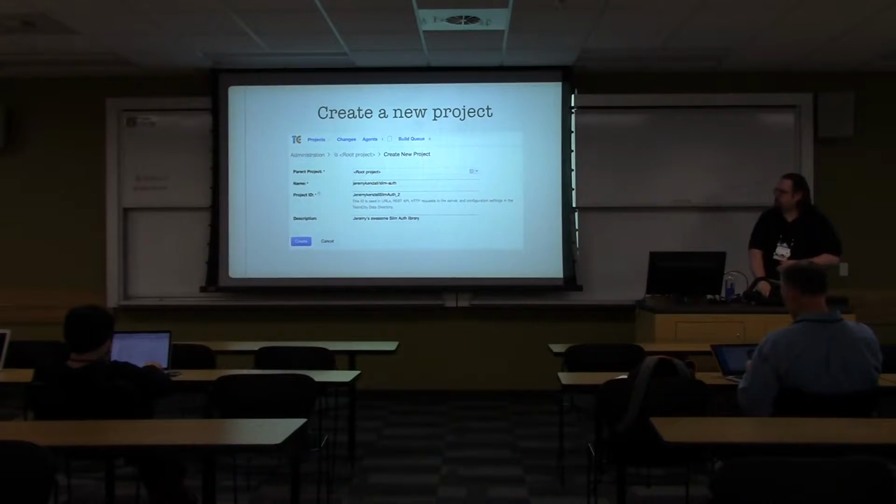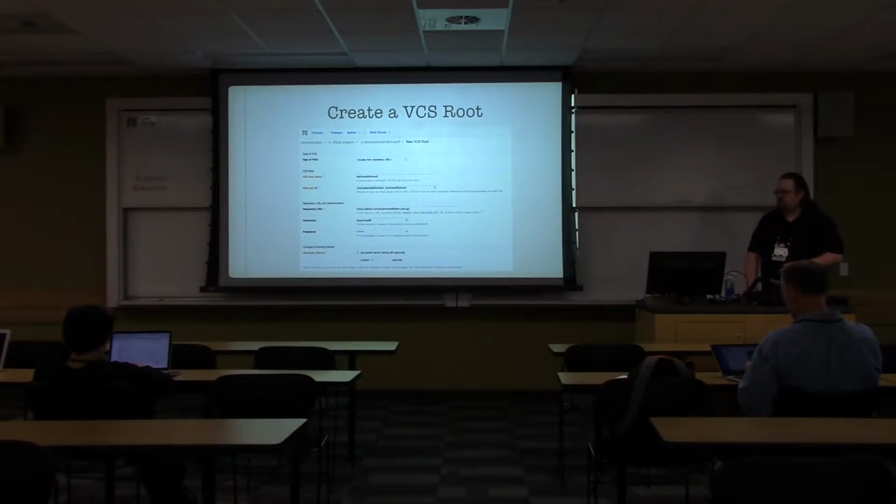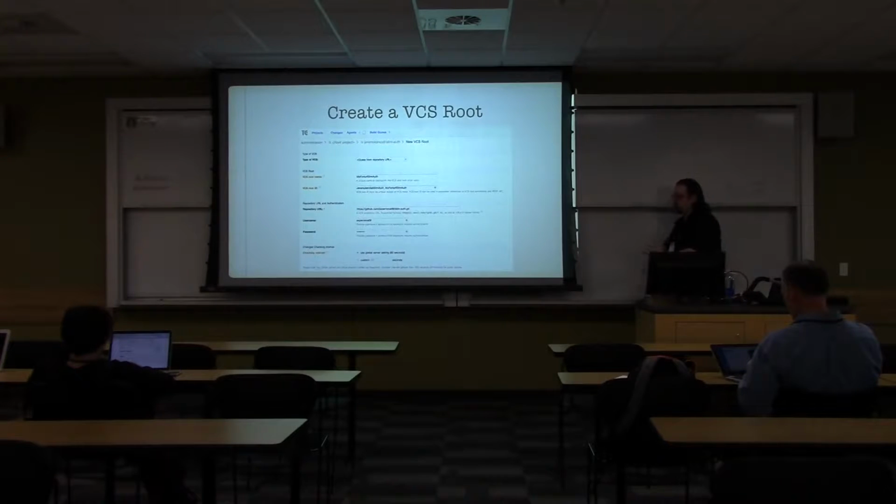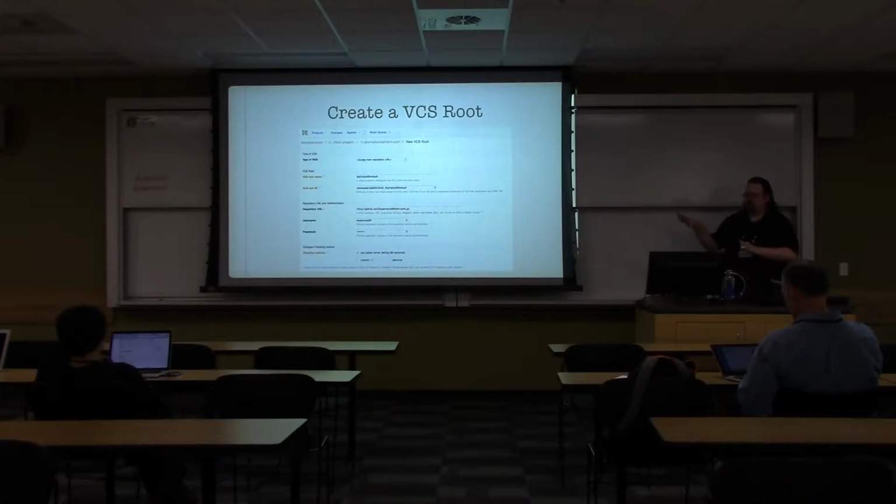So once you have your project set up, you create a VCS root, version control root. And this will work with GitLab, it'll work with GitHub, it'll work with Bitbucket. Anything that you can point at a URL, you're golden. You can use SSH keys, and I highly recommend it. I'm not doing that in this scenario because I didn't want to put my SSH keys in a Vagrant box. That is generally a bad idea.